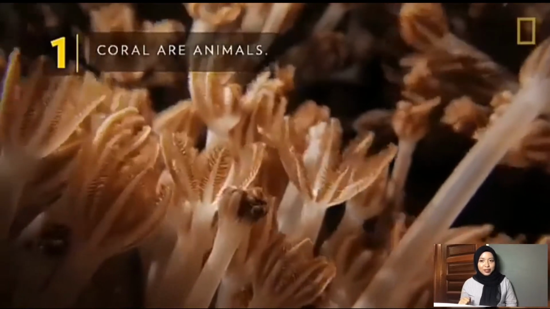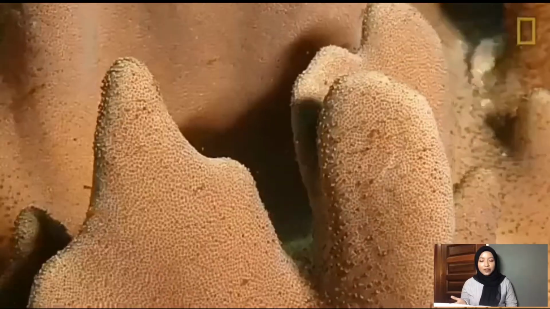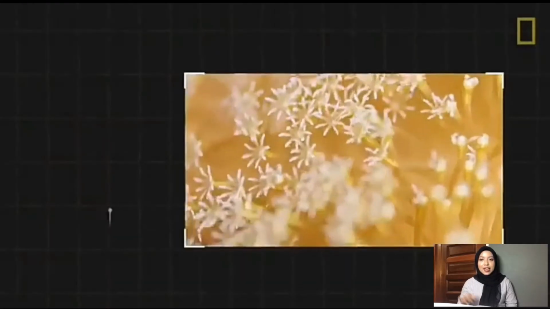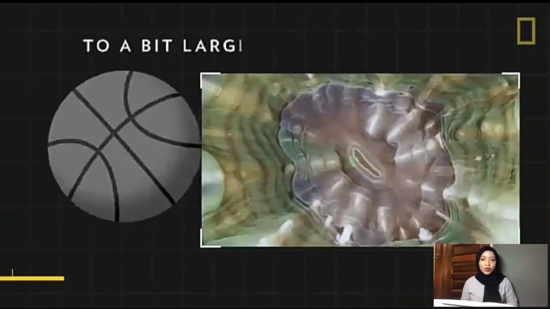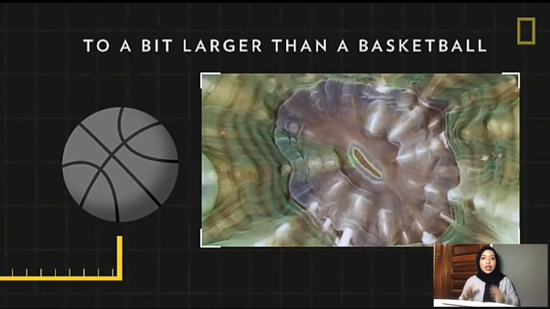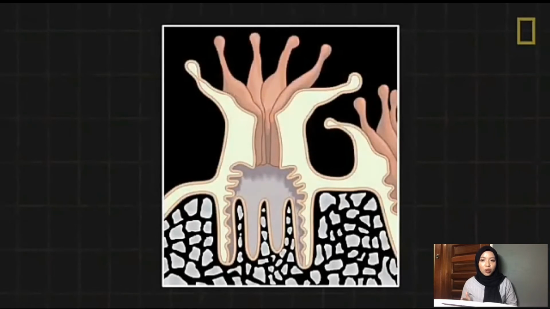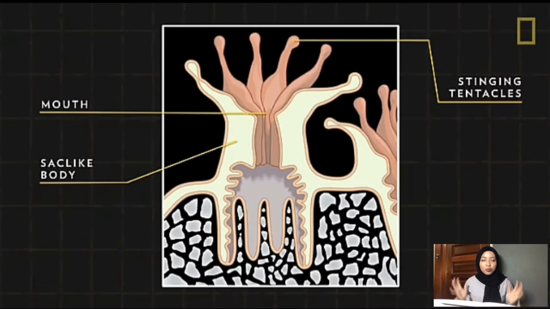Coral are animals. Though they may look like colorful plants, coral are in fact made up of tiny animals called polyps. These invertebrates can range from the size of a pinhead to a bit larger than a basketball. Each polyp consists of a soft sac-like body topped by a mouth covered in stinging tentacles. To protect their soft bodies and aid support, polyps secrete limestone skeletons or calicles.